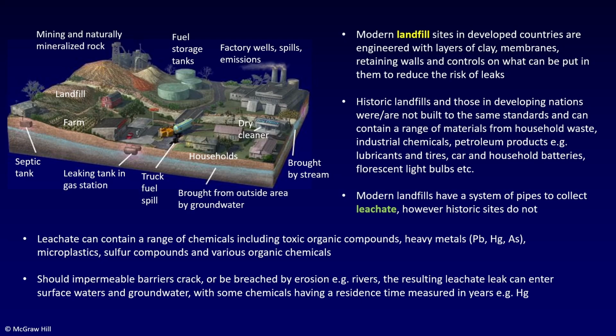petroleum products, so lubricants and tires, for instance. You may have car and household batteries being dumped into your landfill. You may have fluorescent light bulbs, which contain mercury, being dumped into your landfill. And so, in a normal modern landfill site, you would want those kinds of dangerous materials dealt with somewhere else or put into a special landfill, which is even more robustly engineered.